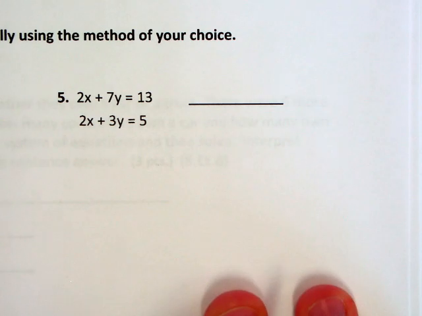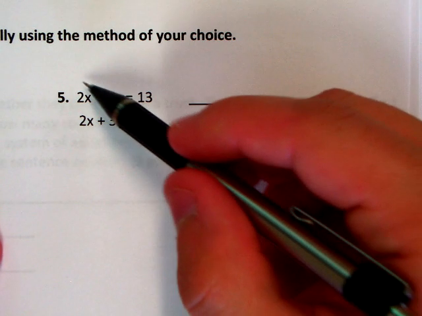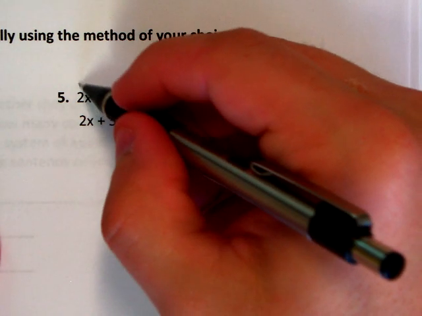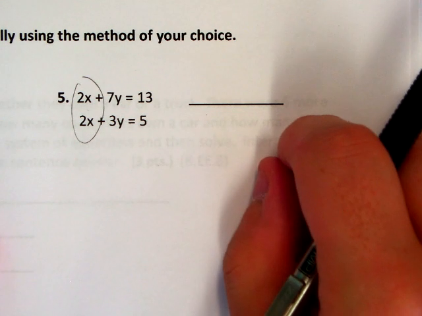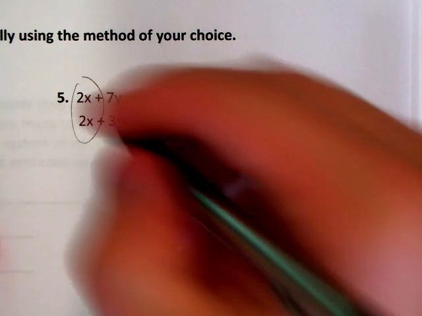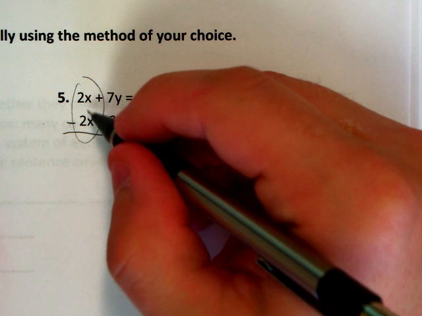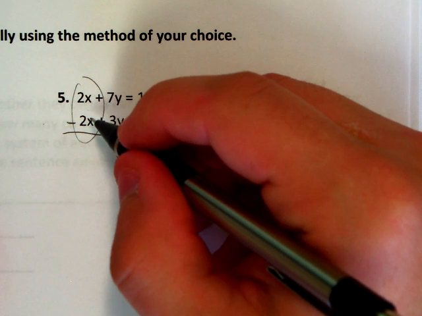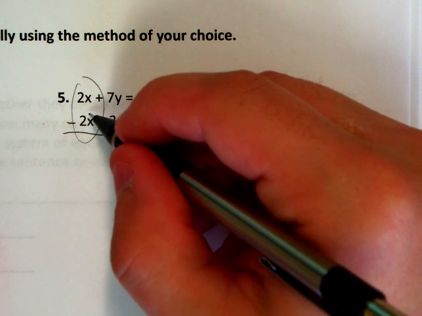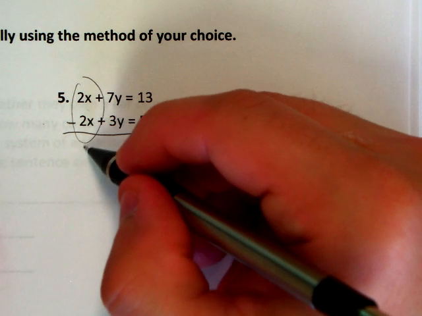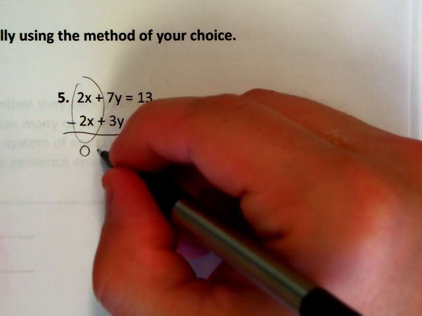Number 5. This one is a perfect one for elimination. I don't have any y equals something or x equals something, but I do have two terms that are equal to each other. They are the same. So I'm going to subtract because I want to eliminate the x terms. And if I have a 2x here and a 2x here, the only way I can eliminate them is to subtract them from each other. So 2x minus 2x, that leaves me with 0.